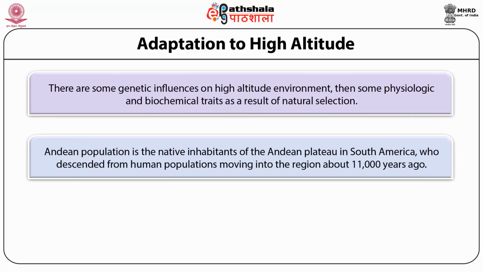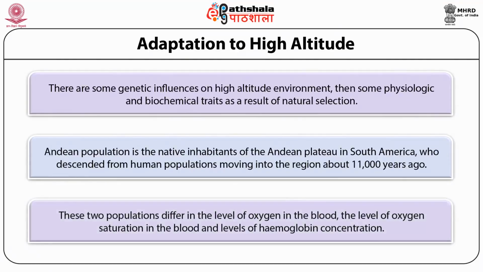The other group, that is the Tibetan population, is the native inhabitants of the Tibetan Plateau, who colonized the area about 25,000 years ago. These two populations differ in the level of oxygen saturation in the blood and the level of hemoglobin concentration. The important lesson here is that there may be different paths of selection that operate differently depending on the type of genetic variation available, which in turn is influenced by variation in mutation and genetic drift.